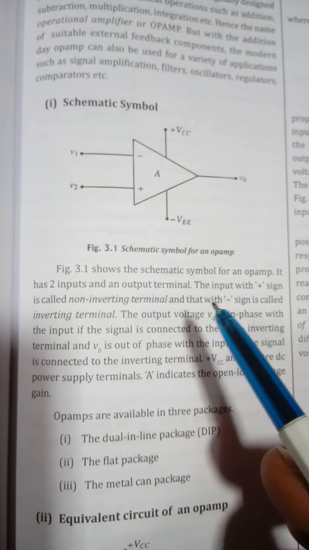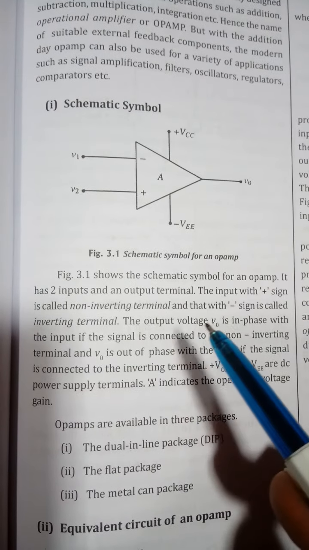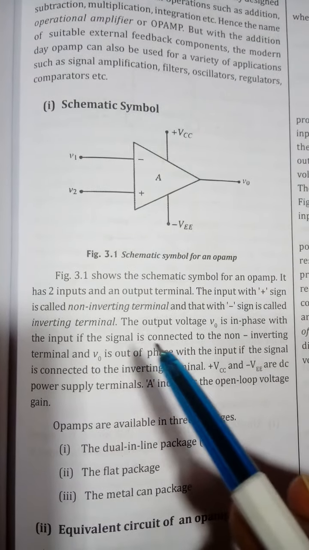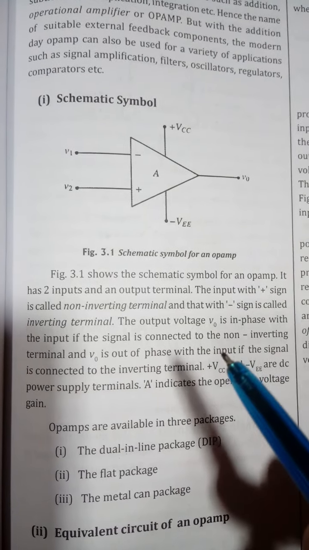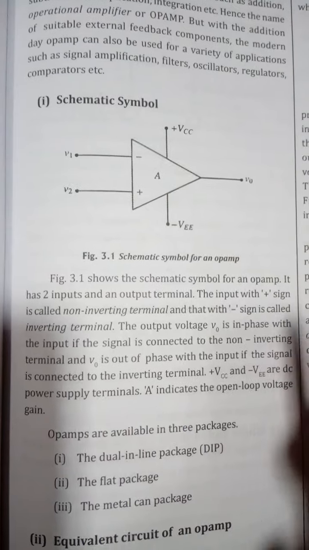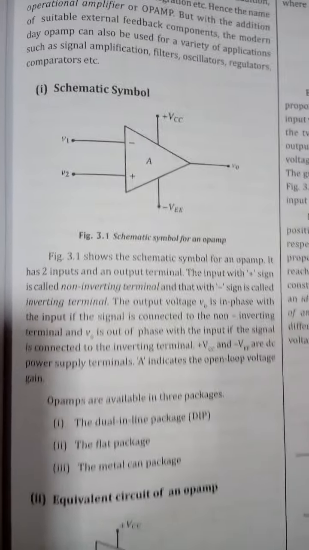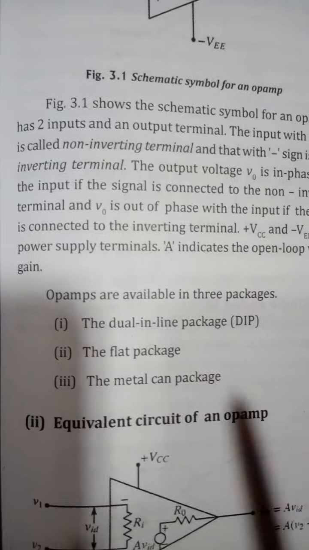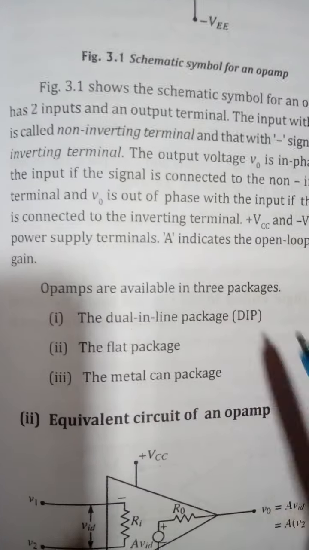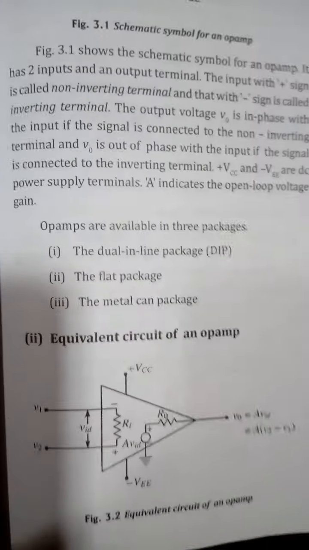Coming back to the symbol, the plus sign is the non-inverting terminal and the negative is the inverting terminal. This means the output V0 is in phase with the input if the signal is connected to the non-inverting terminal, and V0 is out of phase if the input signal is connected to the inverting terminal. And these two are the supply terminals. Basically there are three packages of the op-amp: one is the dual in-line package, DIP, the second is the flat package, and the third is the metal can package.